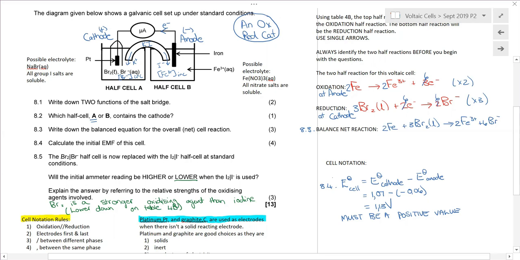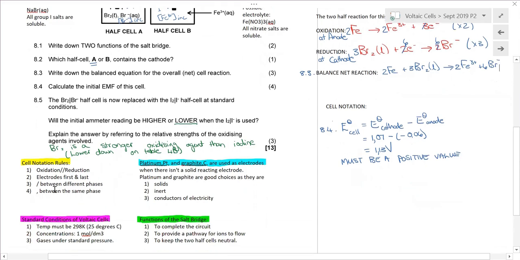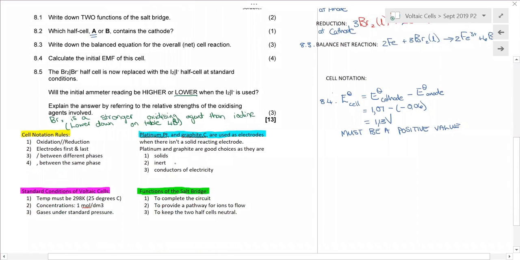Then the standard conditions that I was referring to are these down here with a purple highlight. The standard conditions for voltaic cells: temperature must be 298 Kelvin or 25 degrees Celsius. Your solutions must all have concentrations of 1 mole per decimeter cubed, and should gases be present, there are no gases in my example here, the gases must be under standard pressure. This standard pressure is on your data sheet.